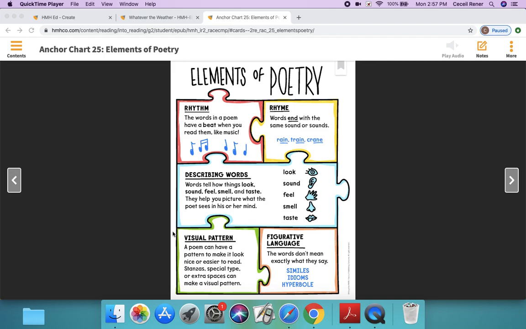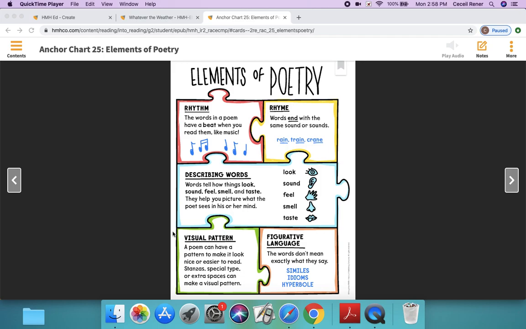And a poem can have a pattern to make it look nice or easier to read. And let's remember, a stanza is like a paragraph in a poem. In a poem, they don't call them paragraphs, they call them stanzas. And the poet can use special type or font. And they can use extra spaces, or they can write their words in new and interesting ways to make a visual pattern in the poem. And that just adds to the feeling or mood of the poem.